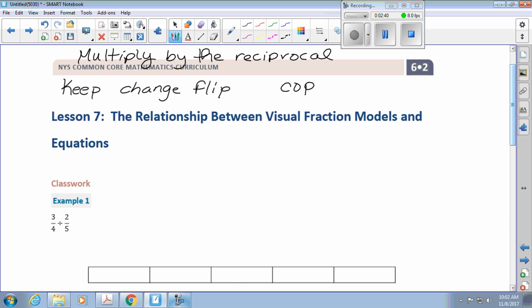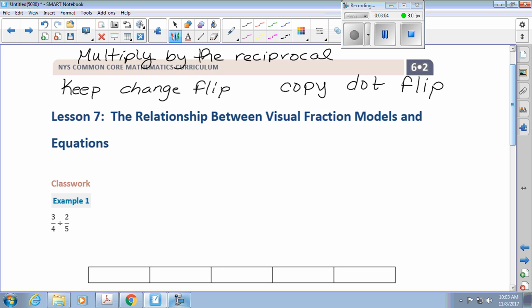Copy, dot, flip. Personally, this is my favorite. Copy, dot, flip. All right? So whenever you see two fractions and they are being divided, you are going to write copy, dot, flip until you're about 25 years old and you're sure that you have this understanding, and then you can probably stop, okay?